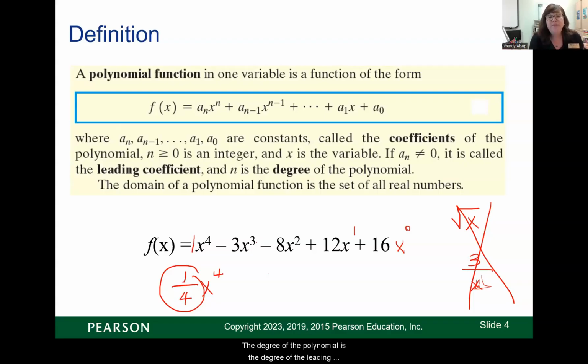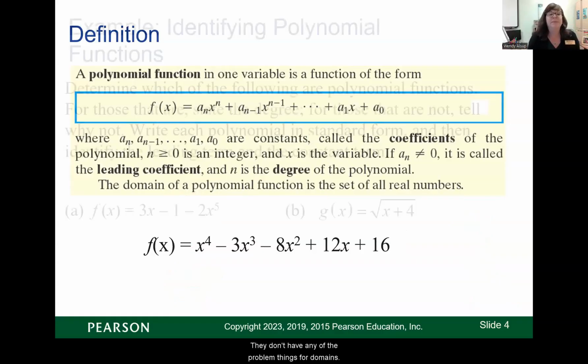The degree of the polynomial is the degree of the leading coefficient, and so it's the highest exponent on your variable. In this case, our function here, this polynomial function, is 4th degree because 4 is the highest power on the variable. And the domain of all polynomial functions is the set of all real numbers. They don't have any of the problem things for domains.